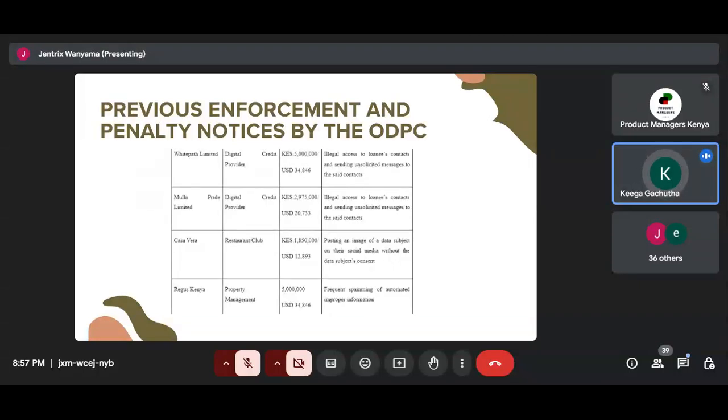We also see a digital credit provider, WhitePath Limited, that was fined 5 million on account of illegally accessing the loanee's contacts and sending unsolicited messages to the said contacts. And by this, I mean these incidences that we're all hearing of these credit companies calling everyone on your phone book to settle a debt. At the same time, we also saw Casavera, where they were fined 1.85 million for posting an image of a reveler without their consent. And we also see a property manager, Regus Kenya, that was fined 5 million for frequently spamming automated or improper information.